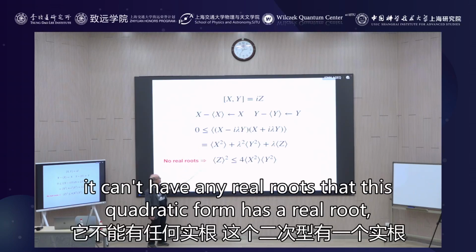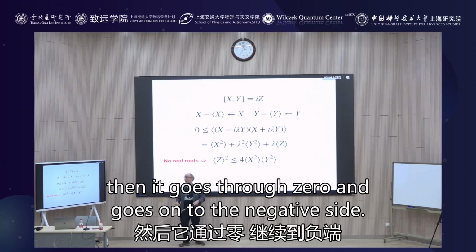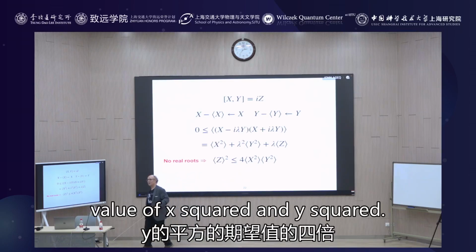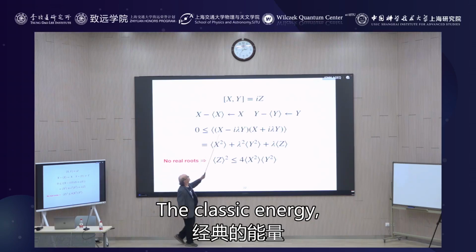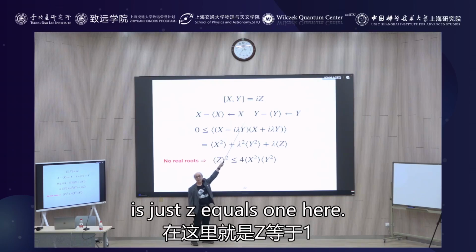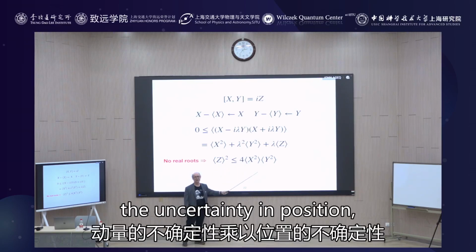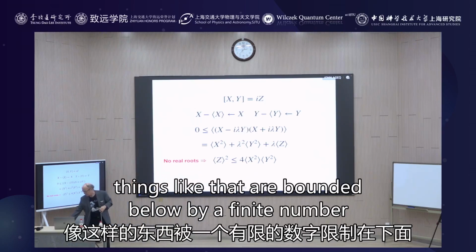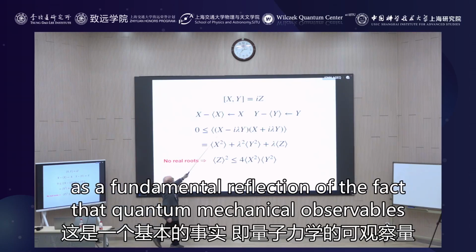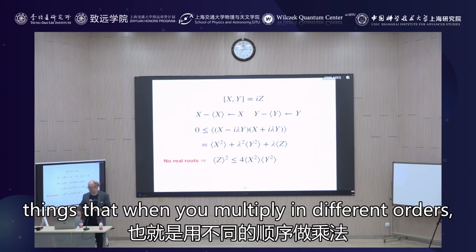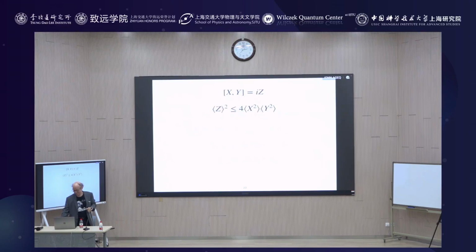Because it's equal to or greater than 0, it can't have any real roots. If this quadratic form has a real root, then it goes through 0 and goes on to the negative side. So we don't want that. And so we get an inequality that the expectation value of z squared is equal to or less than 4 times the expectation values of x squared and y squared. So the classic uncertainty principle is just z equals 1 here. In that case, this is a number, and you get 4 times the uncertainty in momentum times the uncertainty in position. Things like that are bounded below by a finite number as a fundamental reflection of the fact that quantum mechanical observables are represented by non-commuting numbers, things that when you multiply in different orders, you don't get the same answer.